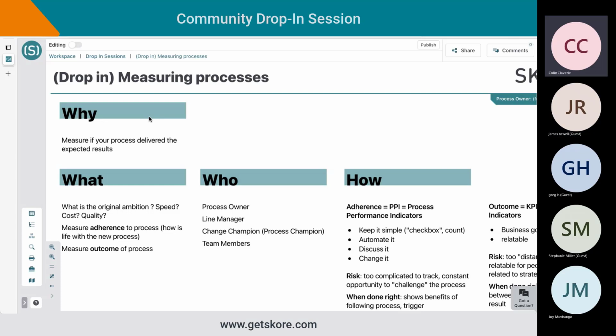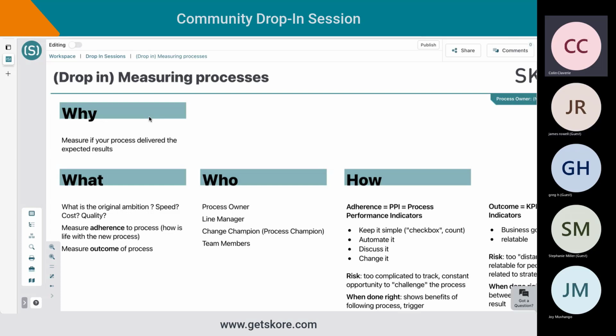A change champion as well. A change champion will maybe have his or her eyes more on the adherence to the process rather than the bigger outcome, and team members as well. So you see different people will be interested in different things, but discussing the two, typically in a workshop at the beginning or at the end of a workshop, is worth involving as many people as you want.